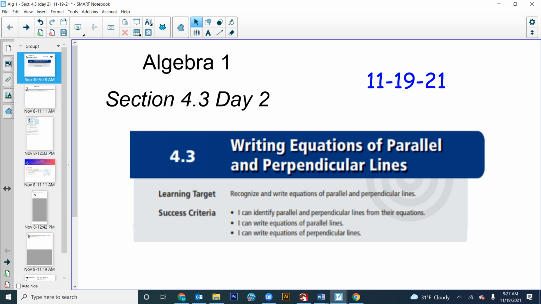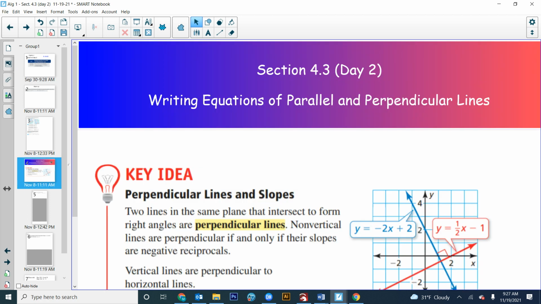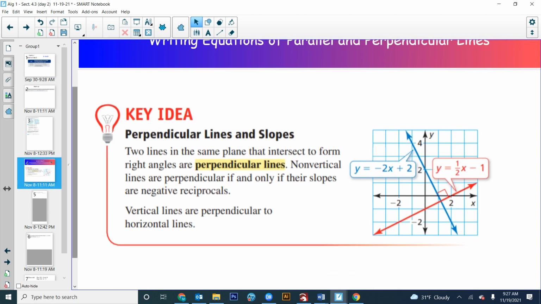Day 2 of 4-3. You have the notes in front of you. Do you know what perpendicular lines are? Is that familiar? Okay. Now, I'm going to be completely honest with you. My head is spinning this year because I'm teaching this stuff in my honors geometry class and in this class, and I forget when we did what. Have we done perpendicular slopes in this class before? Okay, thank you. All right, perpendicular slopes.